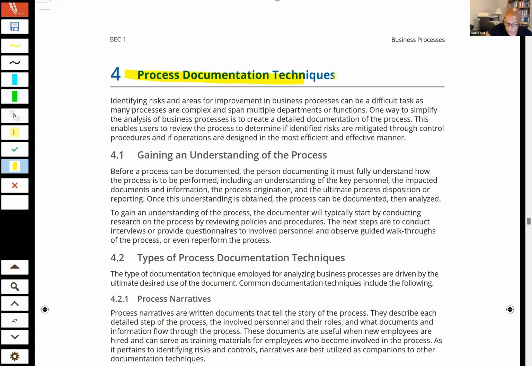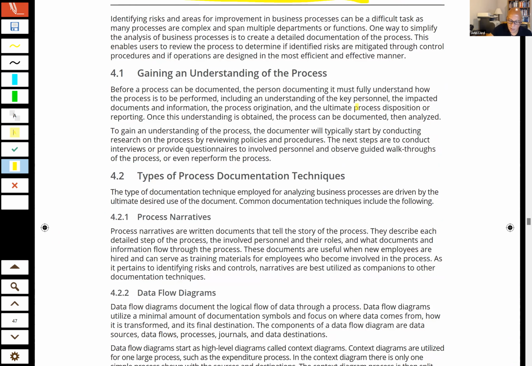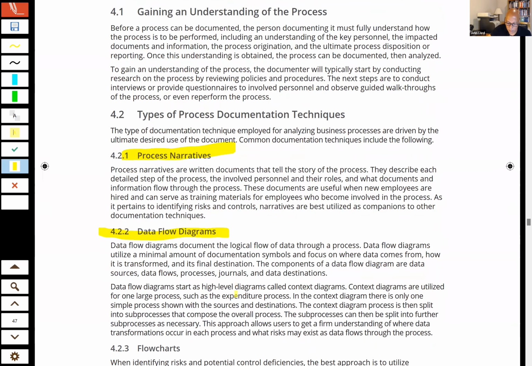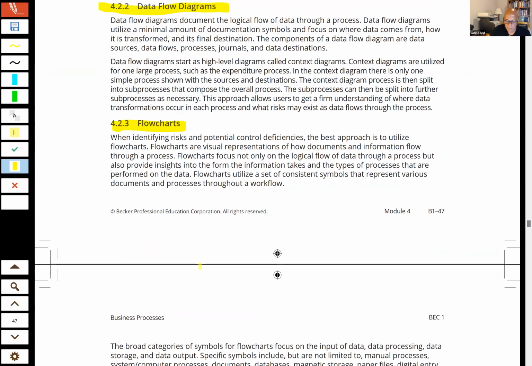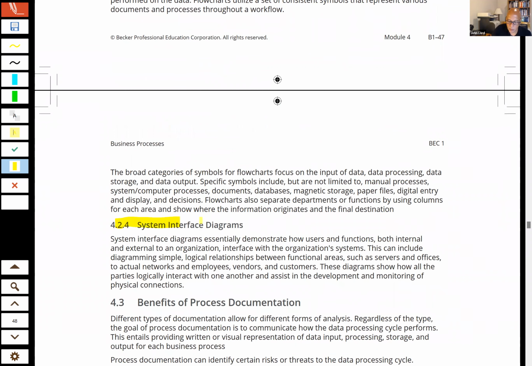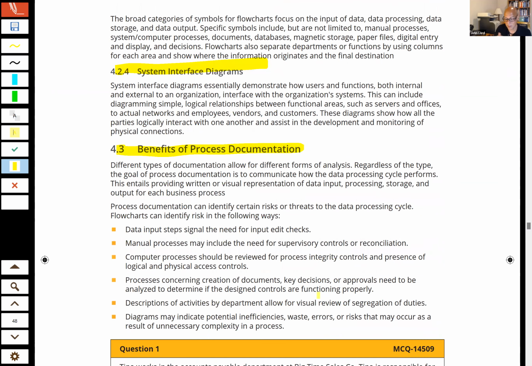Okay, come over and documentation techniques. Okay, process narratives are a way of describing the way a process is supposed to work. Data flow diagrams, flow charts is another example. And then system interface diagrams, okay? And the benefits of appropriate documentation, okay? And let's go ahead and flashcard that. And one of the big benefits that they don't talk about here is if you have this, when your auditors come in to ask, hey, explain the system and where the internal controls are, you just hand them these documents, right? Okay, the flow chart or whatever.